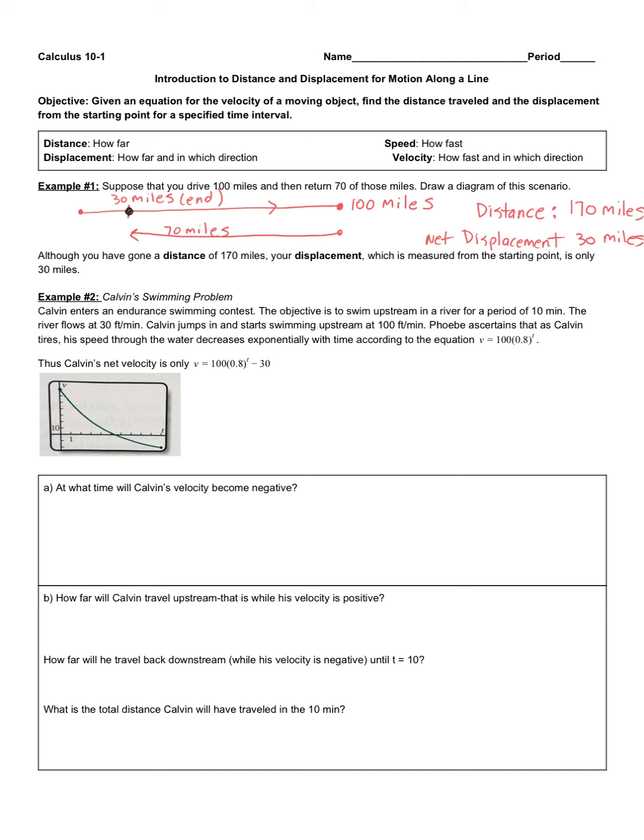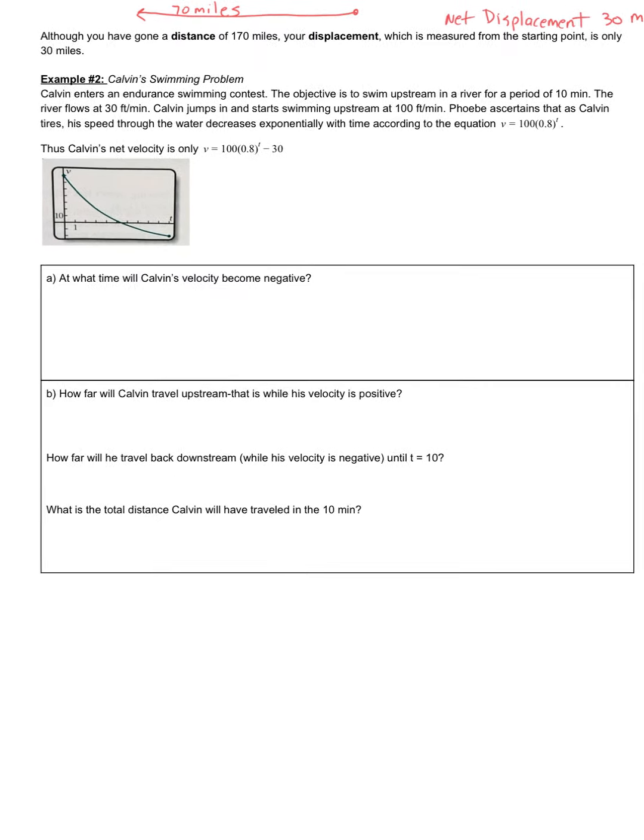Now I'm just going to read through this. Although you have gone a distance of 170 miles, your displacement, which is measured from the starting point, is only 30 miles. Good example. We're going to look at example number 2. We're going to be swimming. For all you swimmers out there, we have quite a few of you.